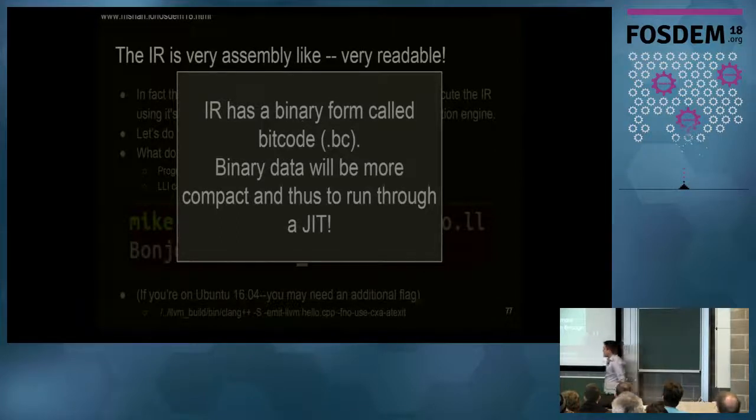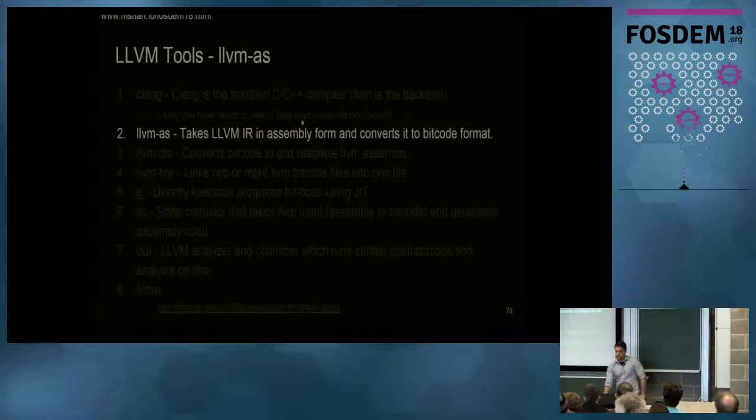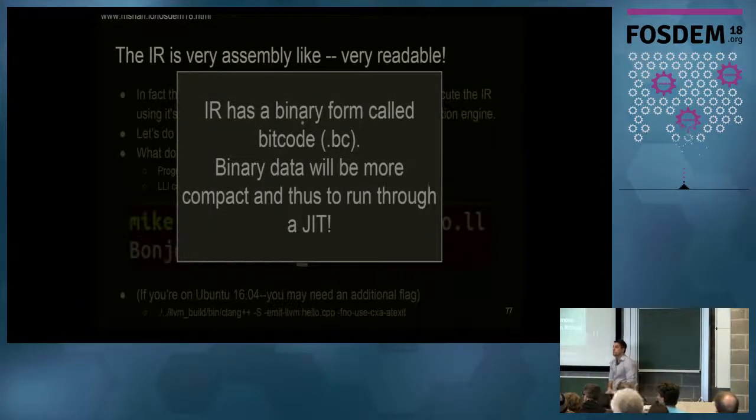Now, of course, the intermediate representation has another form, a binary form called bitcode with a .bc extension. The binary data is a little bit more compact, and that can also run through the LLI tool. Are the two meant to be alternate representations for the same thing? Exactly, you can convert back and forth as you need. One for readability and inspection, the other for compactness if you have a lot of these files.